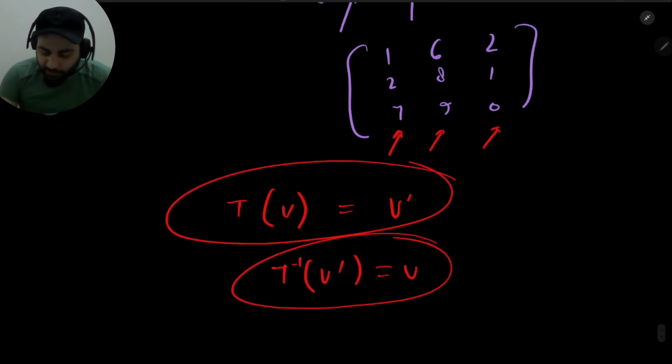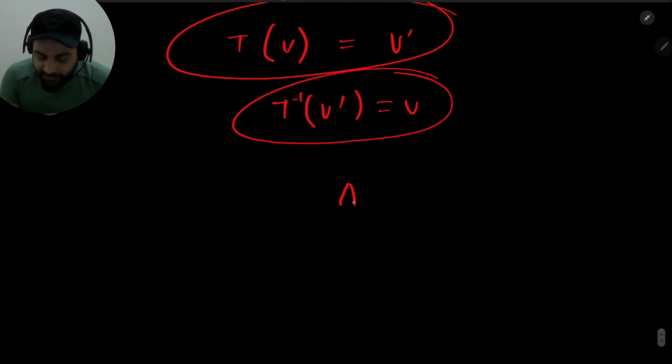In the matrix terminology, let's suppose I have this matrix A. This matrix has an effect. It does something to the space. It basically does some transformation. So I want to apply A inverse so that it gets neutralized.